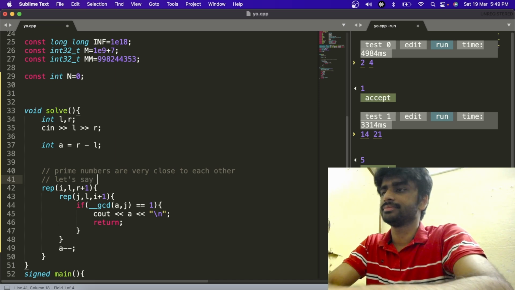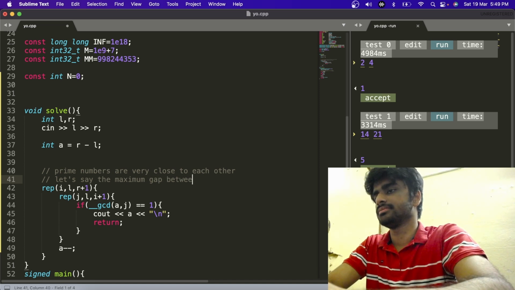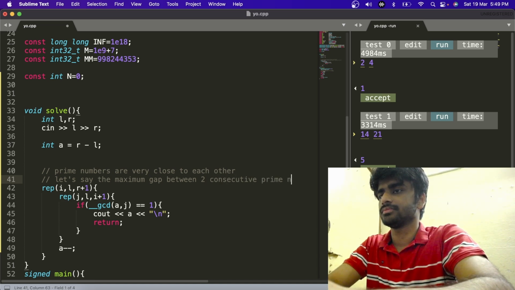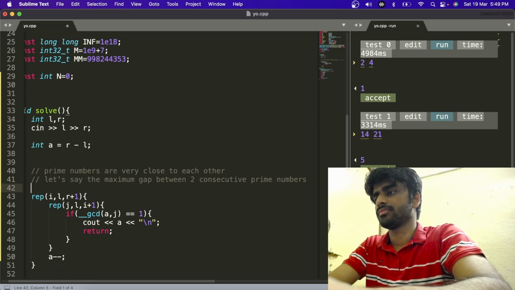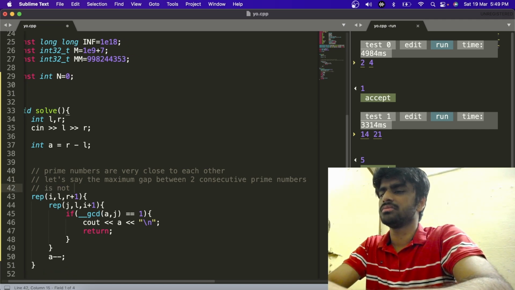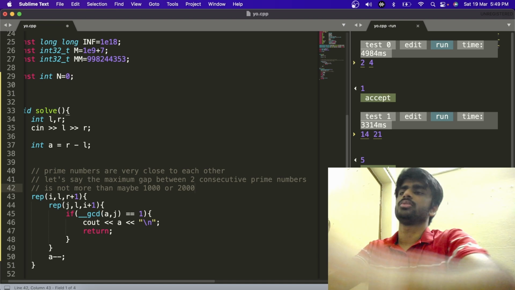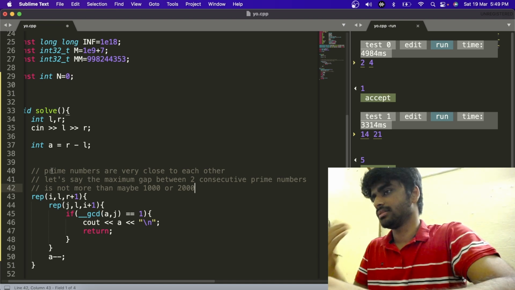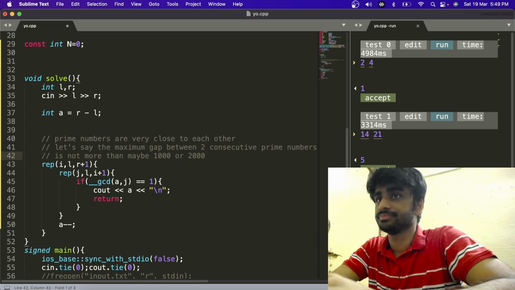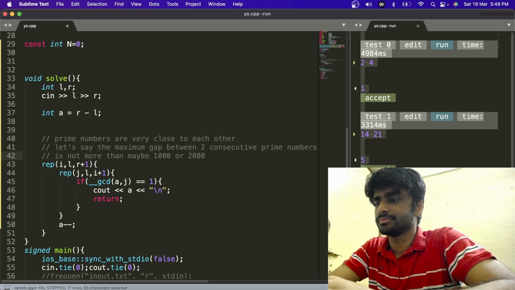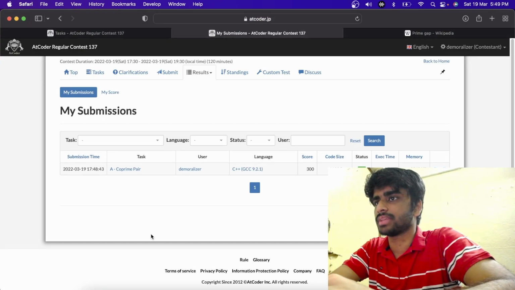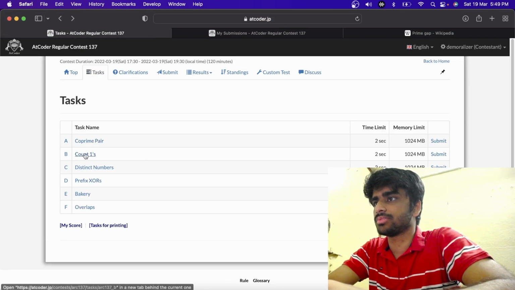Let's say the maximum gap between two consecutive prime numbers is not more than maybe 1000 or 2000 at most. So because of that, we find something like this very, very quickly. So yeah, that's it. Okay, let's see the next problem.